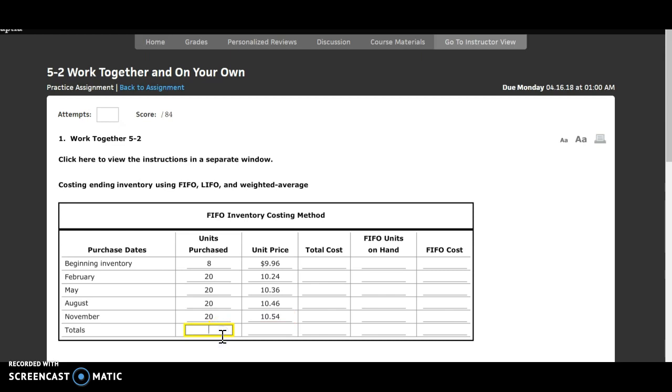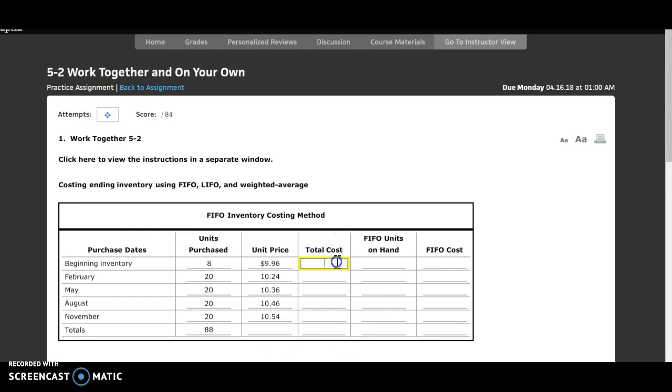So then we're going to add up all of our units. So we started with 8, we bought 20, bought 20, bought 20, bought 20. We had 88 units throughout the year. Okay, this next one, I don't even know why they have a blank space in there for us. We're not going to add up the unit price here. We're going to simply leave that blank.